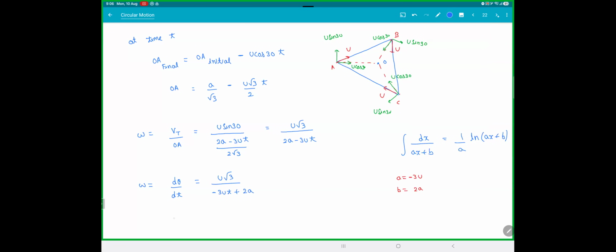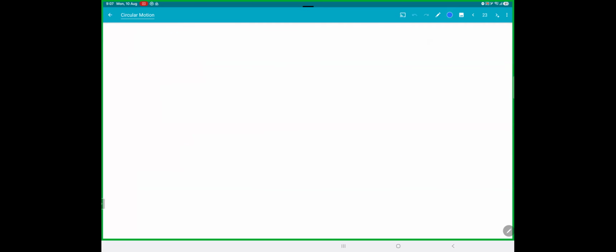So now when you integrate this, let me do that on the next page. d theta, this will be u√3 integral dt by minus 3ut plus 2a. This will go from 0 to theta. This will go from 0 to time. So we get theta is u√3 times minus 1 by 3u ln(minus 3ut plus 2a).